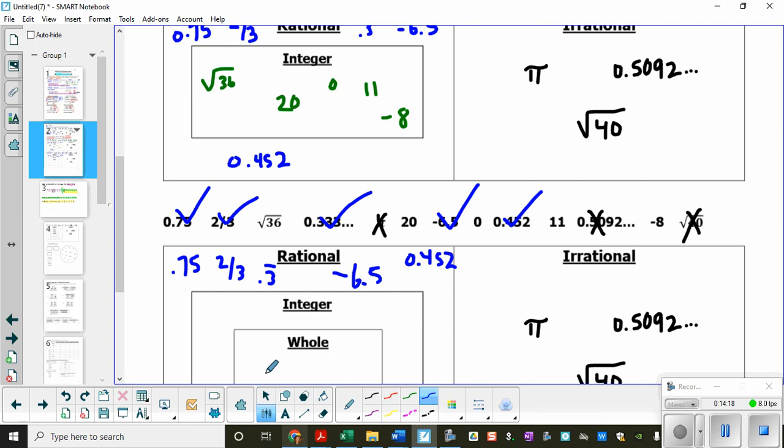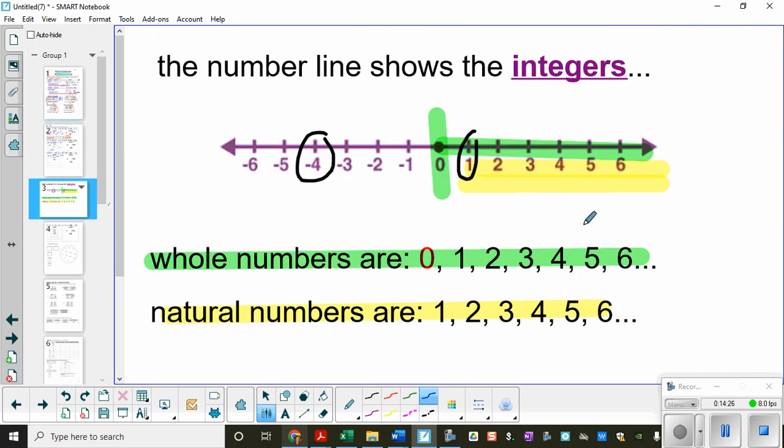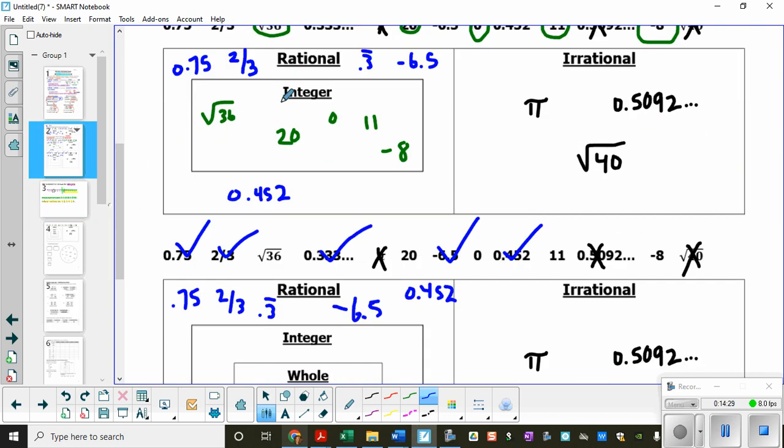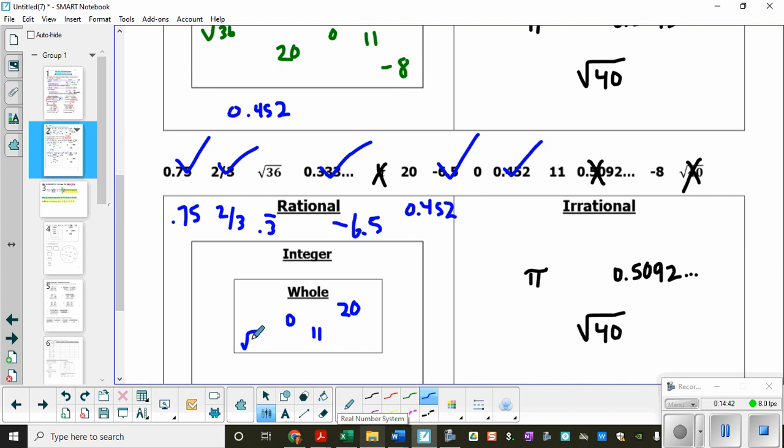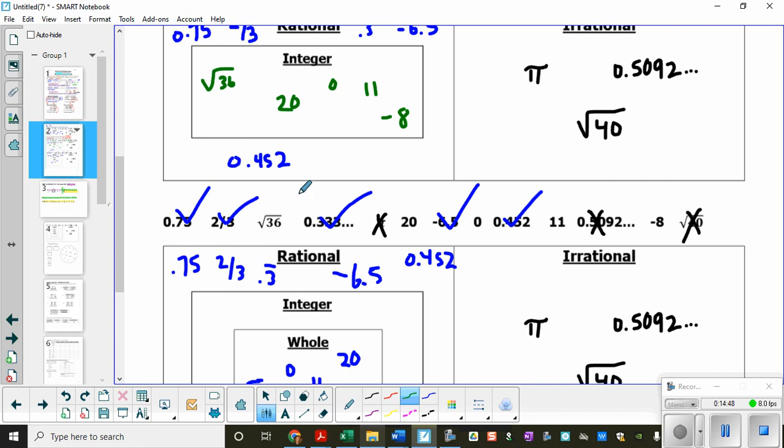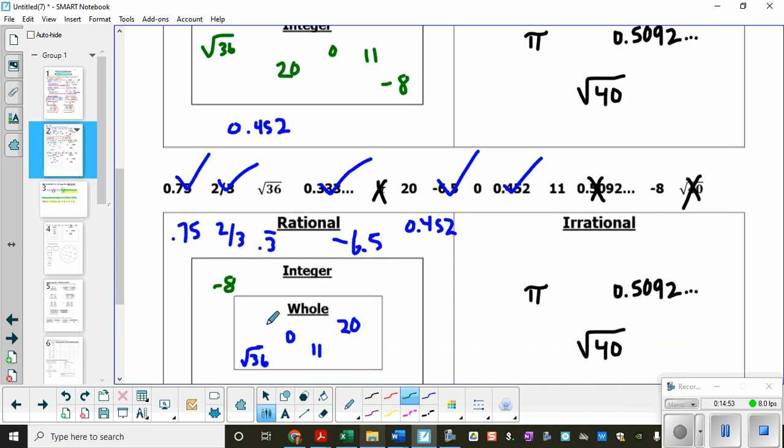All right. So when I look at this list, anything that is a whole number can go into this box. So remember, whole numbers are 0 and up. So what I'm going to do now is I'm just going to look at this and I'm going to say, okay, I see a 0, I see an 11, and I see a 20. And the square root of 36 can go in here, because that's a 6. So the only one that now has to just stay an integer is a -8. Because it's a negative number, it can't move into this box.